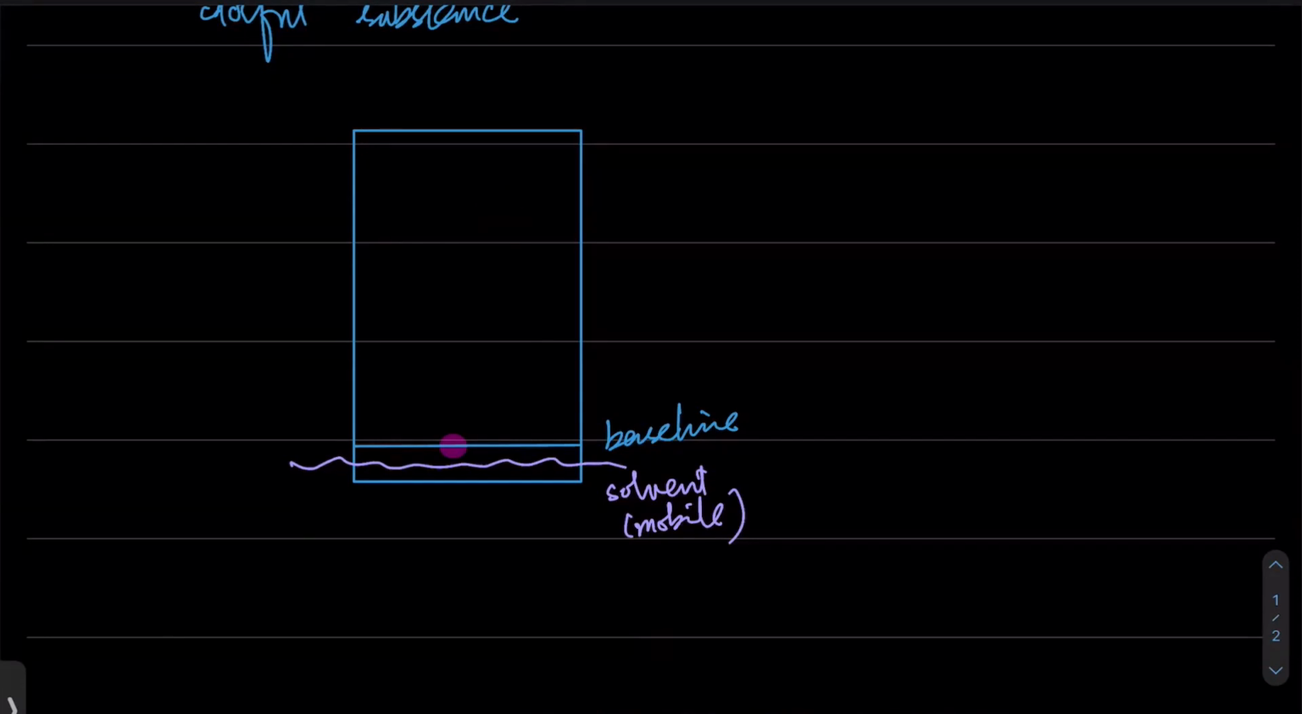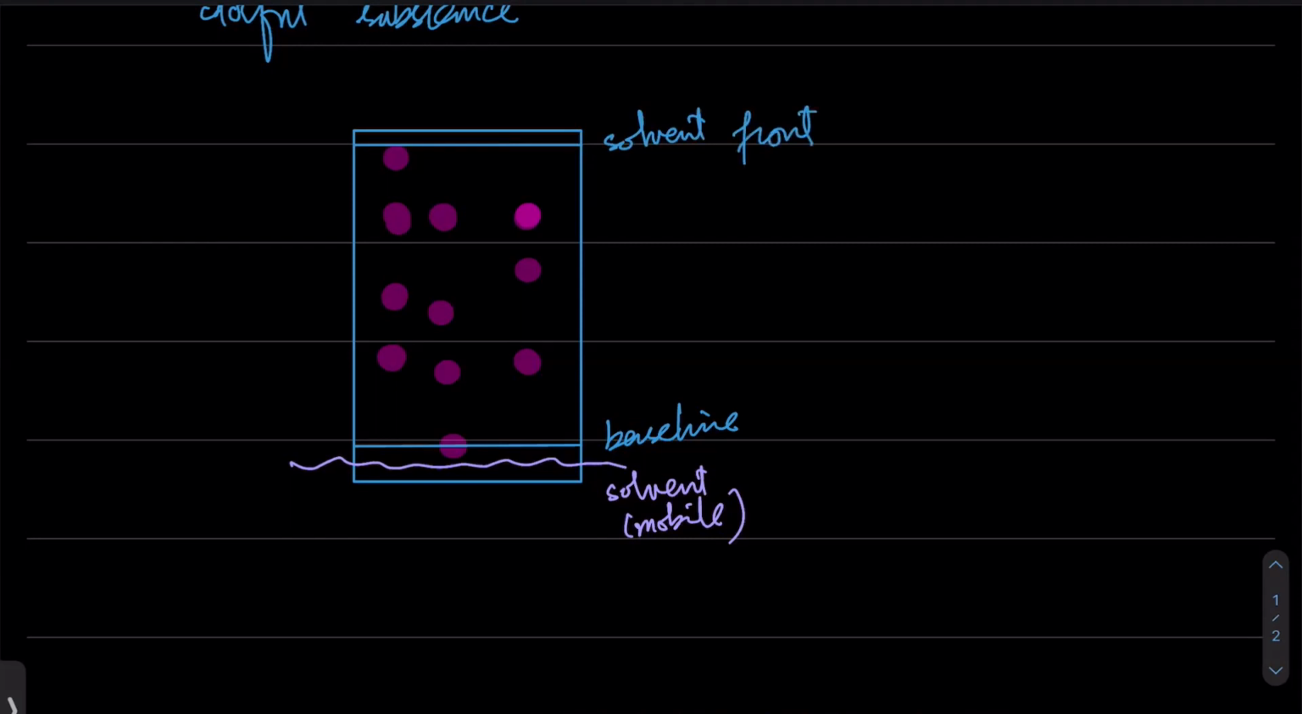Why will multiple spots appear? Because each substance has a different level of adsorption. We have to make sure that we stop the run before everything reaches the top. Why? Because we need to have the solvent front.